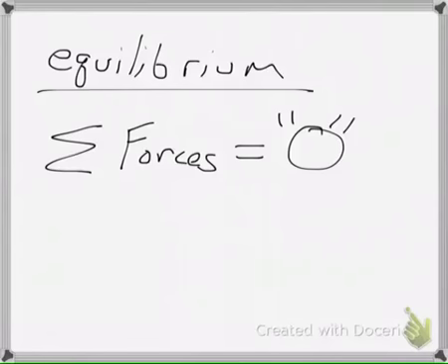If I happen to pull on it and my applied force was equal and opposite to my frictional force, then it would still equal 0. Just because the sum of the forces equals 0 does not mean that it's not moving. It could be moving along at a constant velocity. But it does mean that it is not accelerating. So the key thing here is that if the sum of forces equals 0, then it's not accelerating.